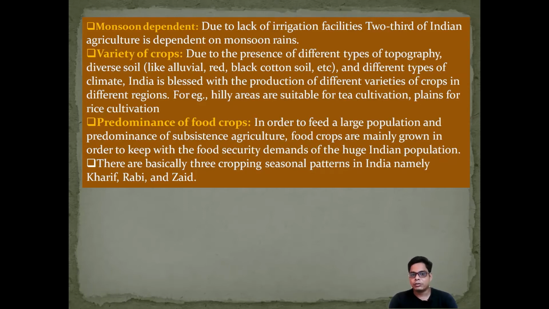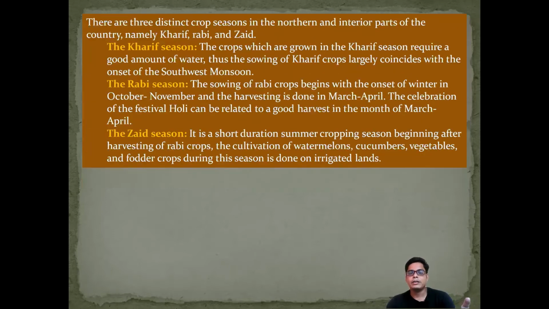We have a huge population, so we have to feed them. That is why we can divide our crops, and we mostly do food crops in our agriculture. Basically there are three seasonal patterns: Kharif, Rabi and Zaid. So let's discuss them.